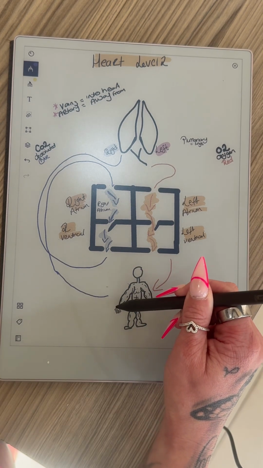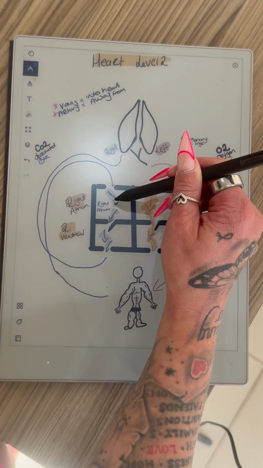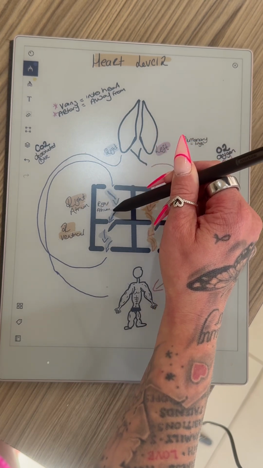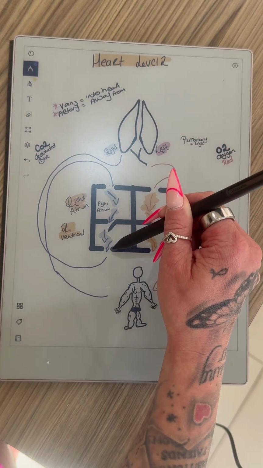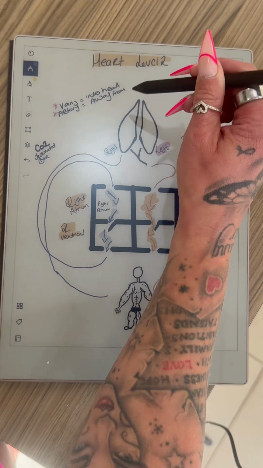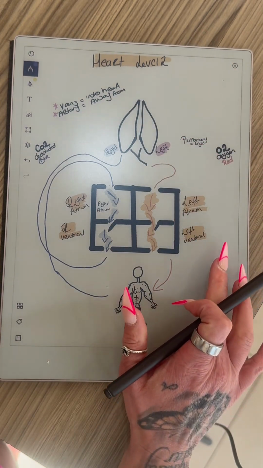oxygenated blood comes down, travels through the heart from the left atrium to the left ventricle, down to the body. It then kicks deoxygenated blood out, back into the heart from the right atrium, right down to the right ventricle, and then it comes all the way back out as we exhale.